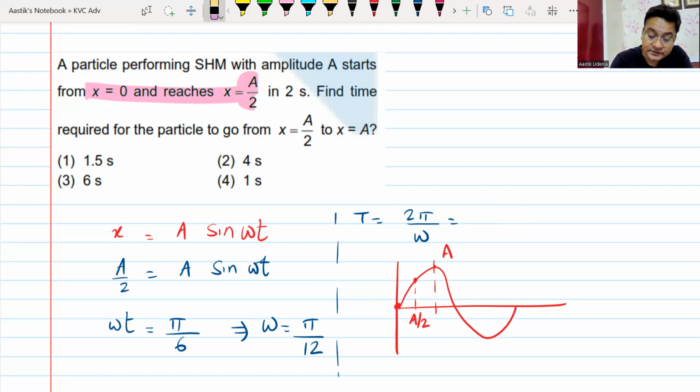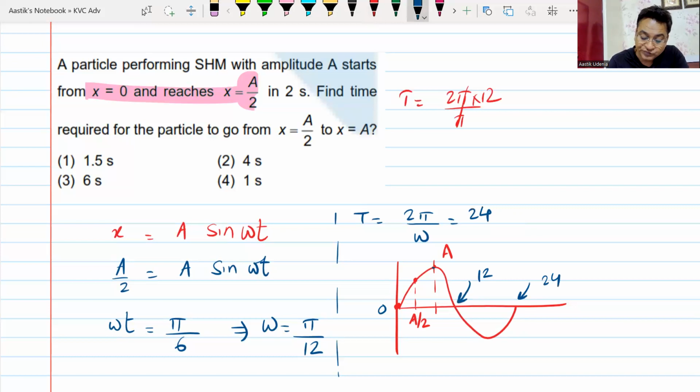2 pi by omega. Yes, time period is 2 pi divided by omega. I always make mistakes in ratios. This is 24. From here to here, it takes 24. So from here to here, it will take 12. So from here to here, it will take 6. Out of this 6, 2 has been taken from here, 0 to a by 2. So what is left is 6 minus 2. So the answer is 4 seconds. And when we were doing this topic on SHM, I had given you a lot of problems on this.